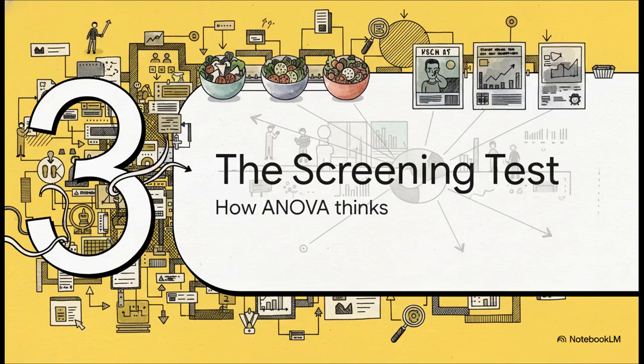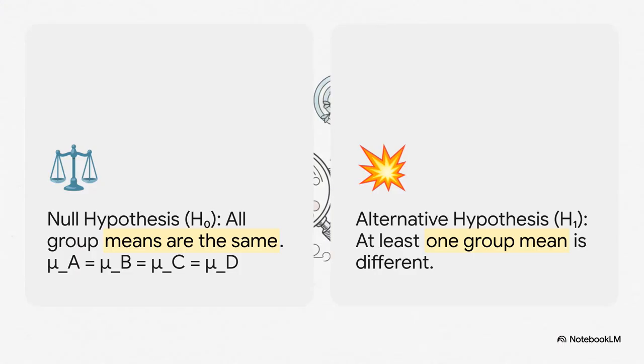So how does ANOVA actually approach this? Well, like a lot of statistical tests, it starts out as a total skeptic. It doesn't try to prove something is true, it actually tries to prove that the opposite is wrong. That is, it tries to see if it can reject the idea that absolutely nothing interesting is going on. It does this by setting up this little head-to-head battle. On one side, you have what's called the null hypothesis. Think of this as the boring hypothesis. It's our starting assumption. All the diets are the same, no difference at all.